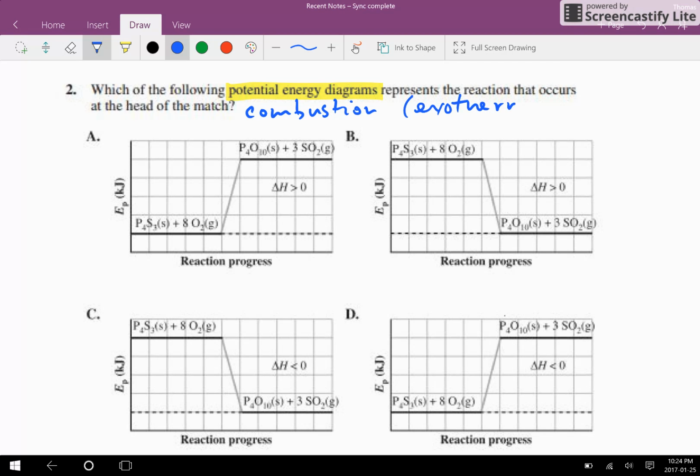So if it's an exothermic reaction, we need to see that the products have less energy. So our endothermic graphs we can cancel out. Then we can see these exothermic graphs are the same in every way except for the enthalpy. Now, the enthalpy greater than 0 is endothermic. The enthalpy less than 0 is negative or exothermic, so we need to choose C in this case.